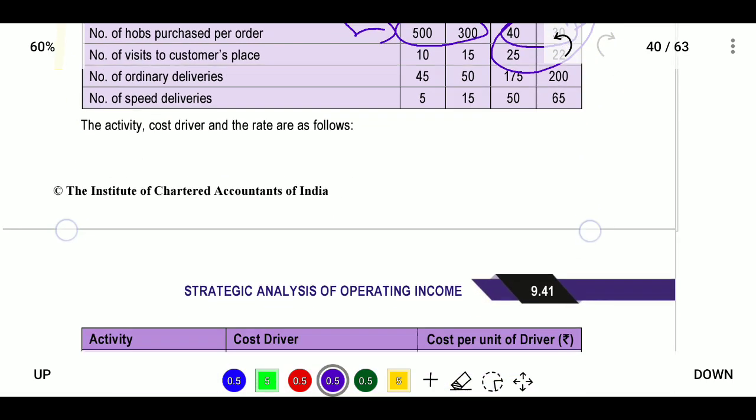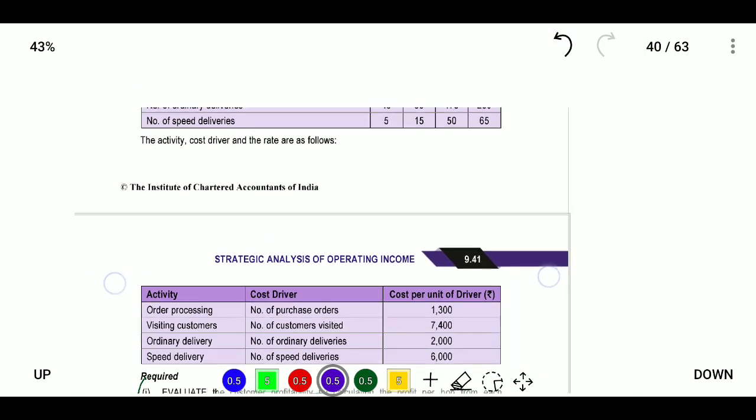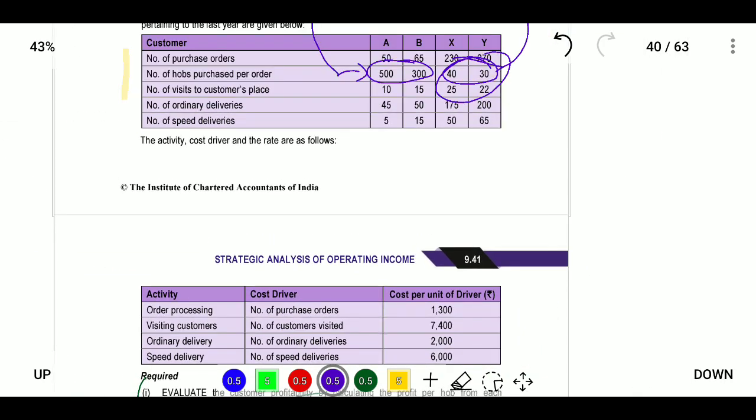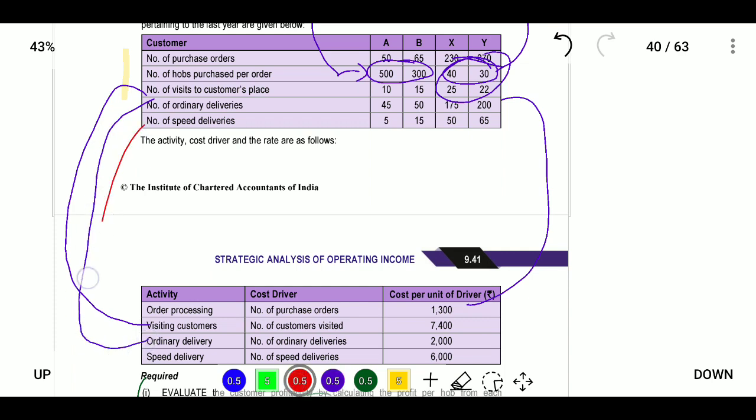Now what have we been provided? Activities, and their cost drivers. Order processing cost is 1300 multiplied by the number of orders. Next, visiting hours: visits multiplied by cost per visit, so the number of visits is multiplied. Next, ordinary deliveries: ordinary deliveries multiplied by cost per delivery. Here two types of delivery are there, ordinary delivery and speed delivery. So we multiply to get the cost.